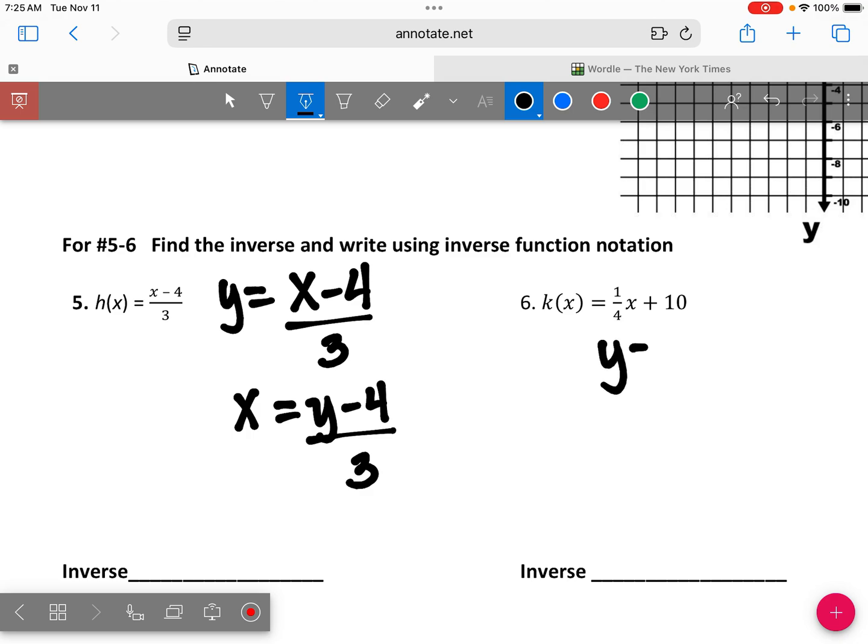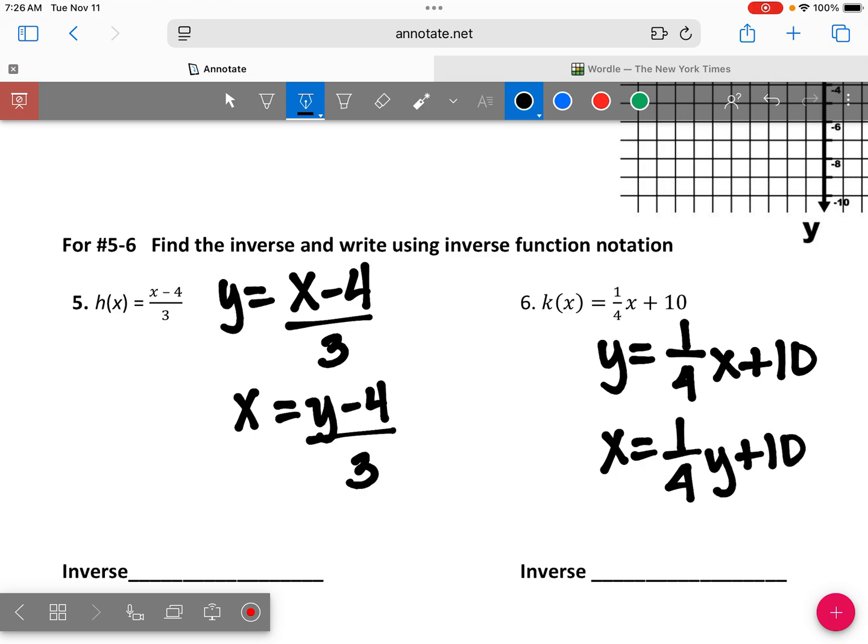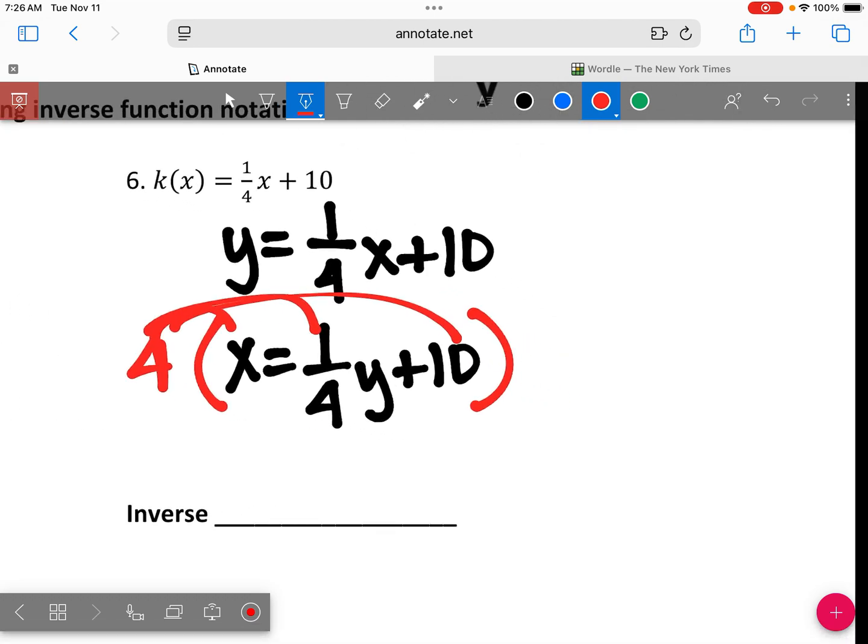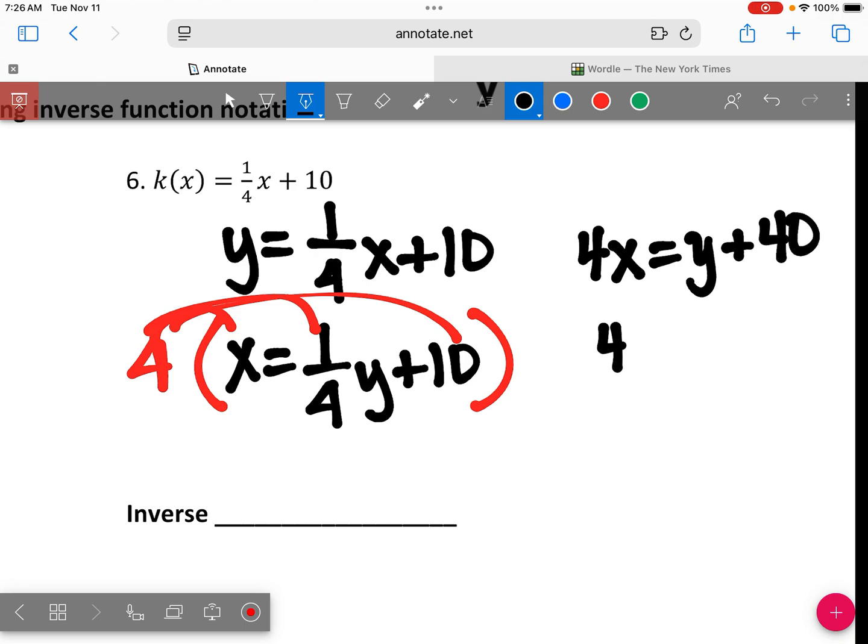However, this one is a little different. X equals 1/4 y plus 10. So in order to get rid of the 1/4, we're going to multiply everything by 4. Which will give me 4x equals y plus 40. And then you subtract the 40. 4x minus 40 equals y. And that would be your inverse function.